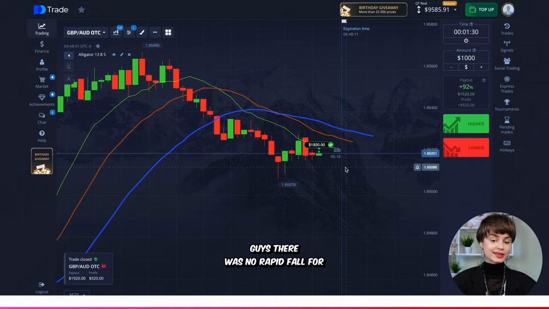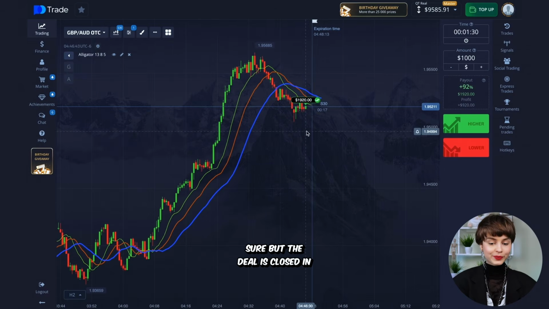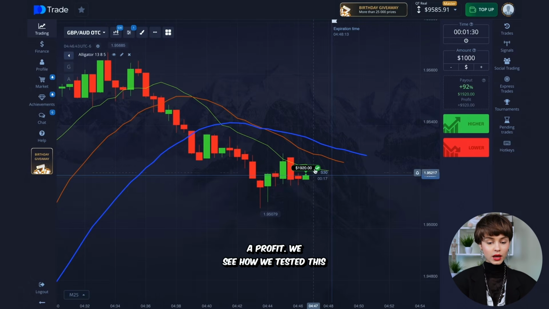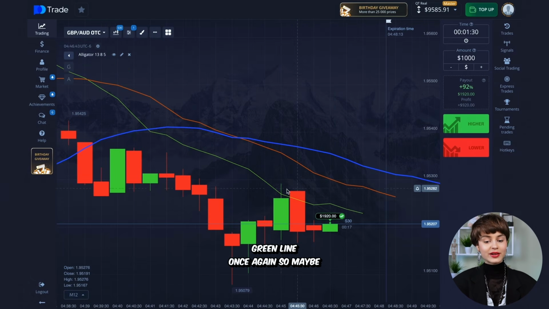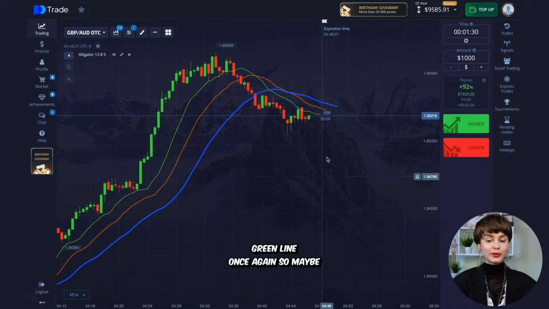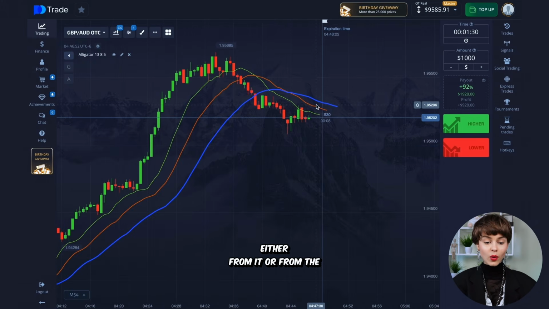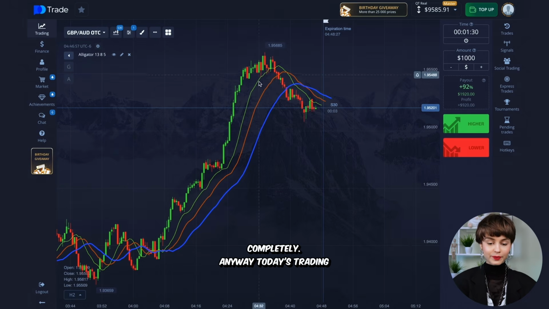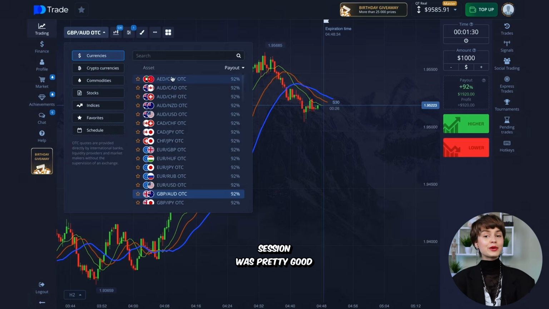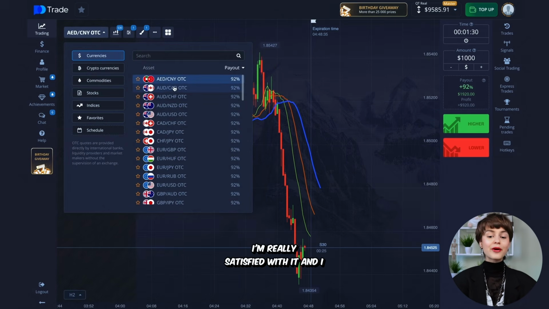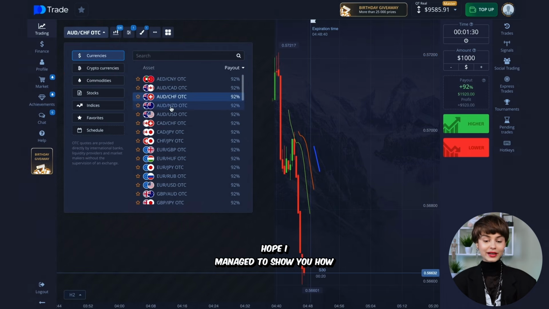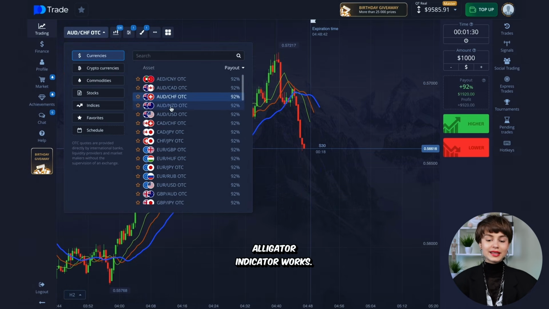So guys, there was no rapid fall for sure, but the deal is closed in a profit. We see how we tested this green line once again, so maybe either from it or from the next reactions will start falling completely. Anyway, today's trading session was pretty good. I'm really satisfied with it, and I hope I managed to show you how Alligator Indicator works.